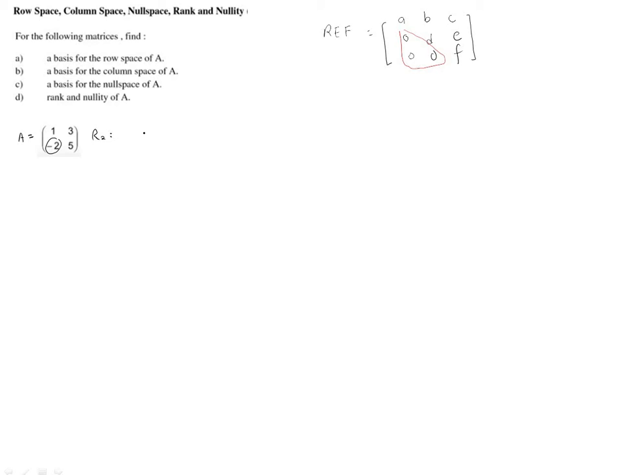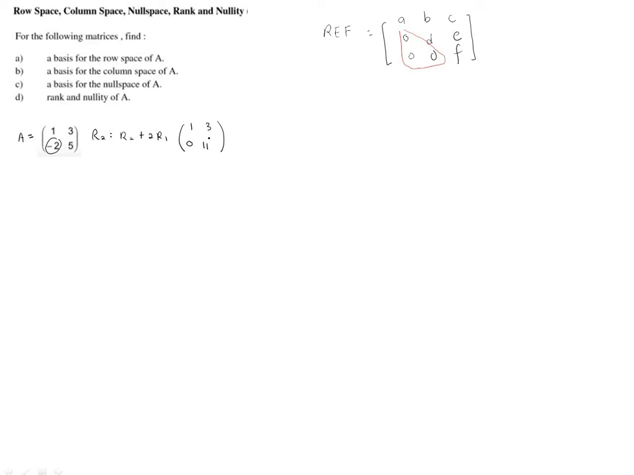And the operation that we can use is R2 plus 2R1. Okay, R1 remains the same because we only want to change R2. R2 plus 2R1. 2 multiplied by 1 is 2. So 2 plus negative 2, we get 0. 3 multiplied by 2 is 6. 6 plus 5 is 11.